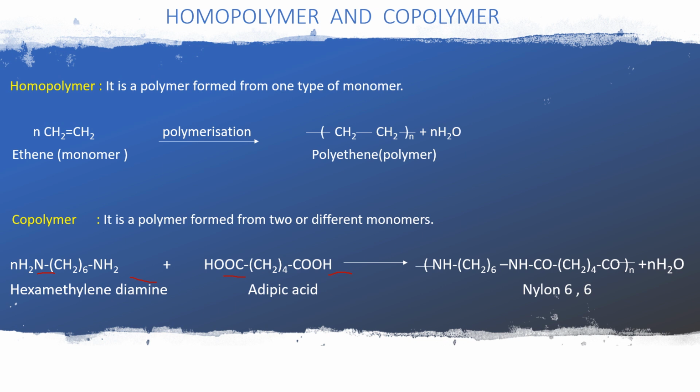Why nylon 6,6? I can write it as nylon 4,4 or nylon 3,3, right? Because here how many carbon atoms are there? 6. Right? So 1, 6 I have written, and again you can count the number of carbon atoms. 4 plus here also 1 carbon, here also 1 carbon. 6, right? So nylon 6,6.